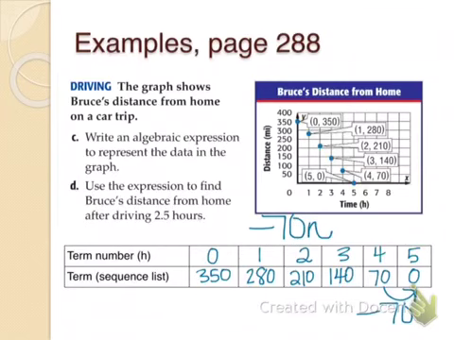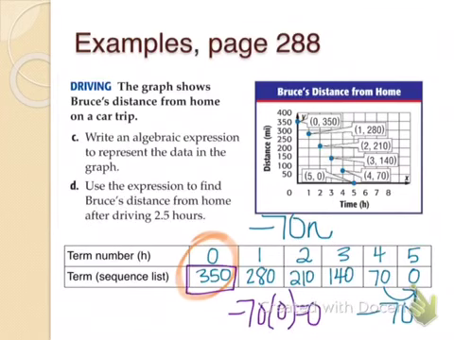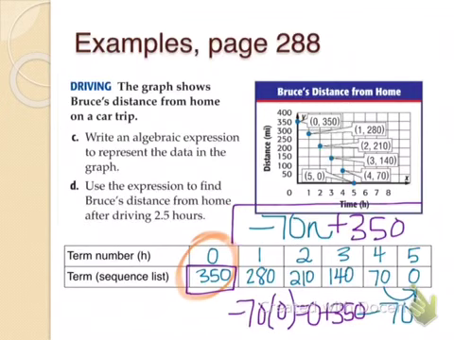So negative 70 in n. All right, we've got to check it though. Any time that you see 0, I would definitely use that one. That makes it just a little bit easier. So when I do negative 70 times 0, I get 0. But I need 350. So to go from 0 to 350, we have to add 350. So coming back to my expression, I've got to add that 350. So my expression is going to be negative 70n plus 350.